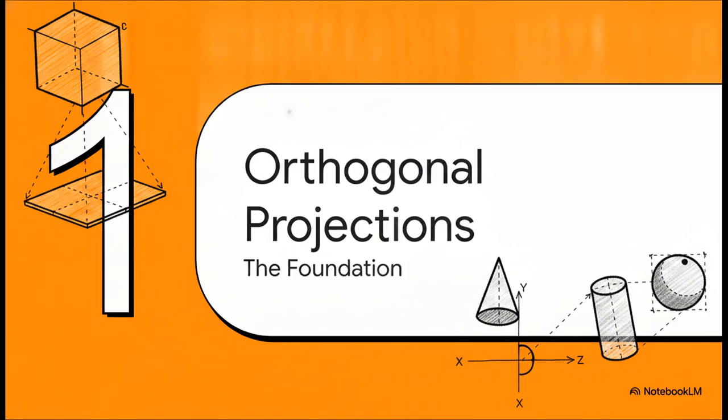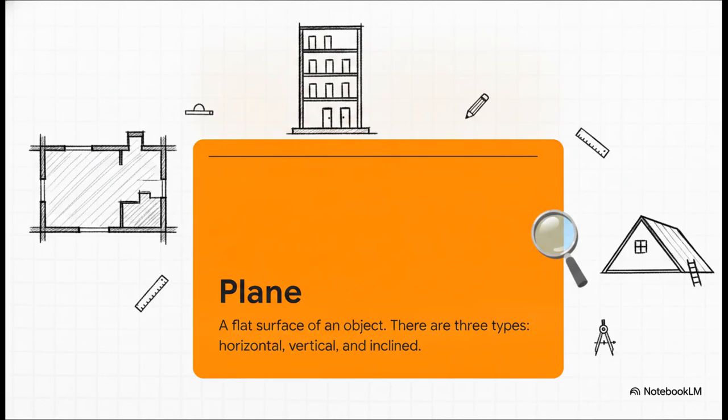This is our foundation. Literally every architectural drawing out there starts with a plane. You can just think of a plane as a flat surface of an object. Now, there are three main types we'll be dealing with in this chapter: a horizontal plane, kind of like the floor, a vertical plane, like a wall, and an inclined plane, which is basically a slanted roof. This plane is essentially our canvas.